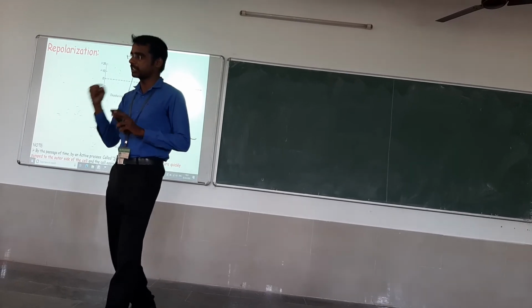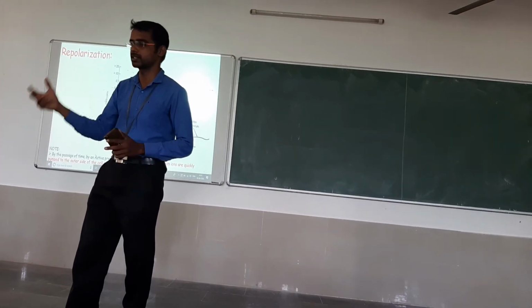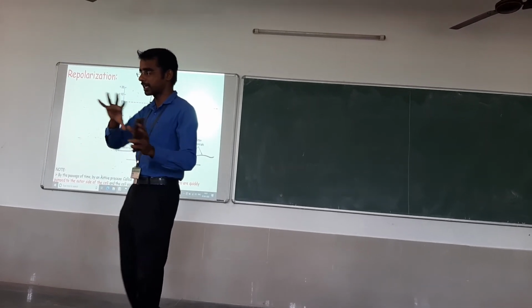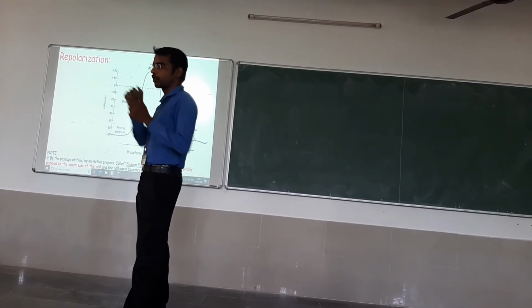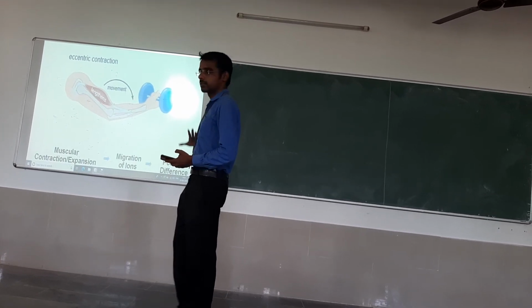So any action in the body results in potential variation. This is the beginning of the bioelectric potential. Any action in the body results in potential variation at the cellular level. This potential is what we are going to pick up, right? So this is the principle.